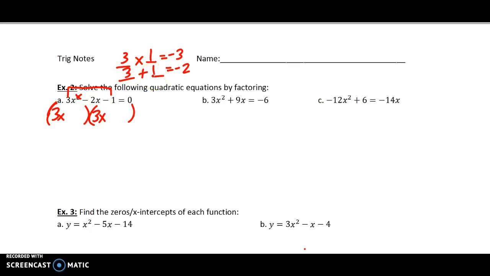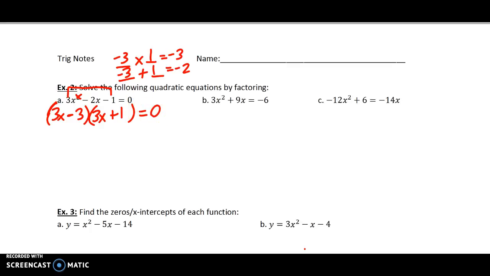Well, the only way they're going to multiply to a negative is if one of them is positive and one of them is negative. And the only way they're going to add to a negative is if the bigger number is negative. So it'll have to be a negative 3 and a positive 1. You can verify this if you want. I'm going to put the minus 3 in one of them and the plus 1 in the other. Since they both have the 3x, it doesn't matter which one goes where. Don't forget this is now equal to 0. We'll keep that in mind.